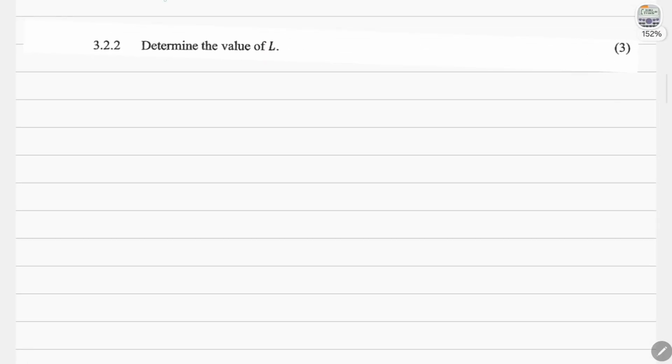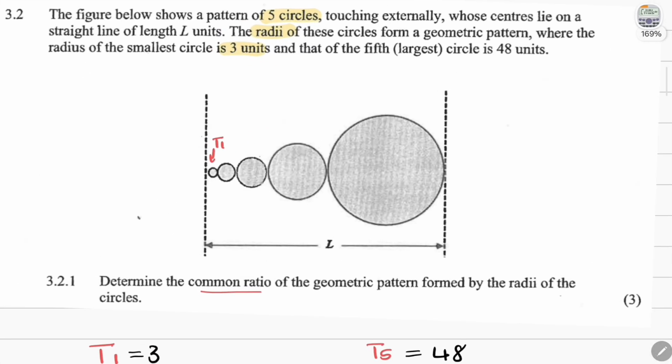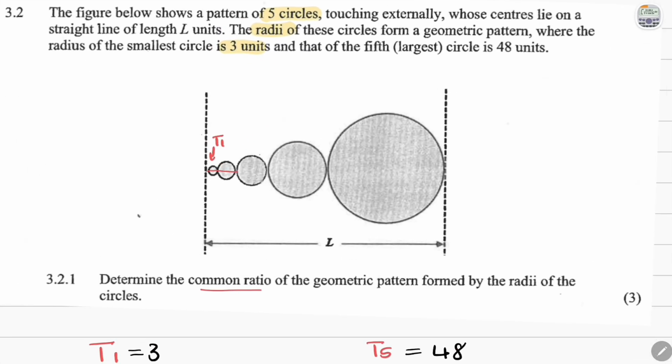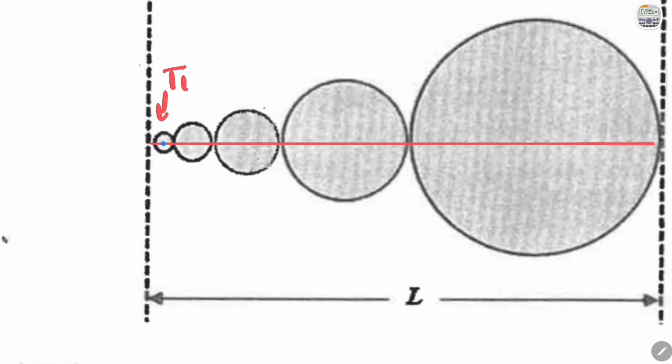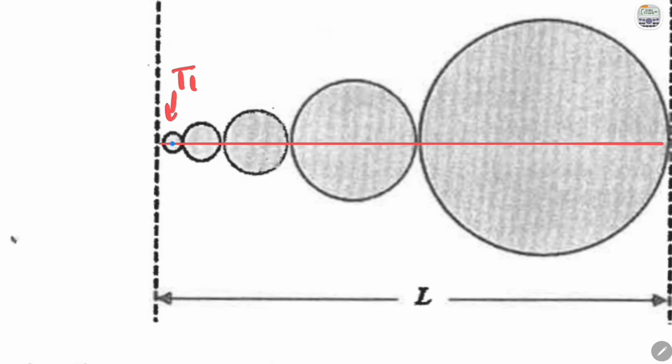Question 3.2.2 says determine the value of L. Okay, so we know what L represents. Okay, it's this line that is drawn through like this. But I need to point out something. Remember that this circle, we know the radius of it. It's 3. Now a radius is from the center to the circumference. That would mean that this straight line that we have here includes double the radius of each circle, okay? Because it's like from the center to the circumference this way, and from the center to the circumference that way. And it's the same for each and every circle here.